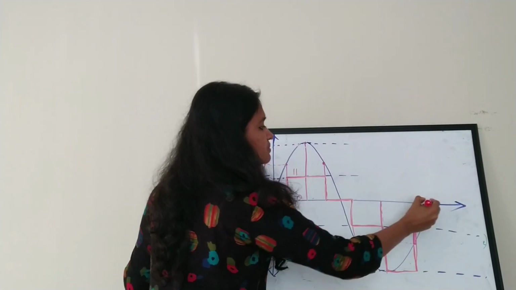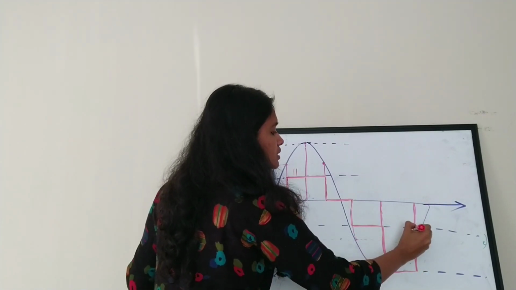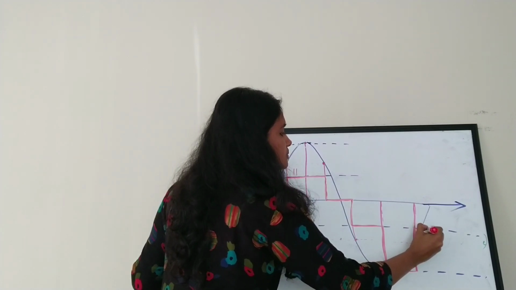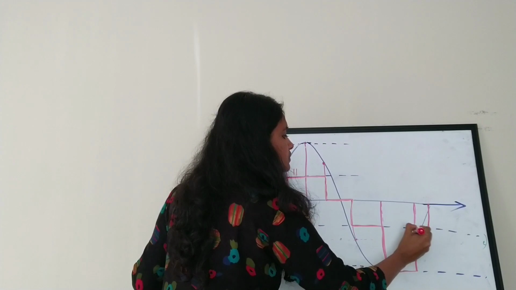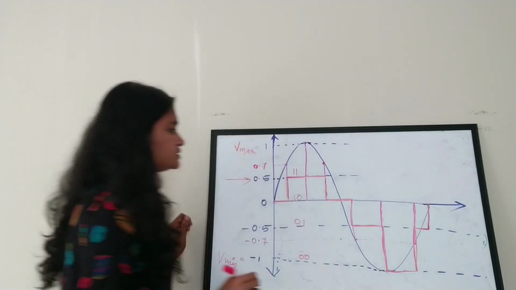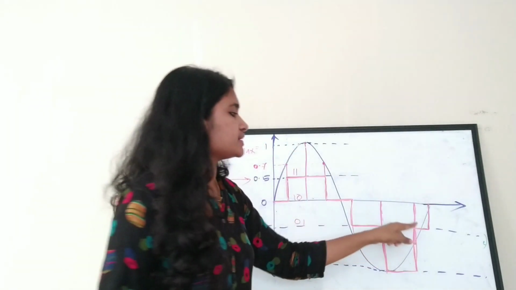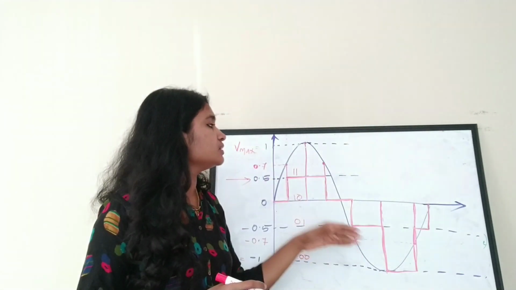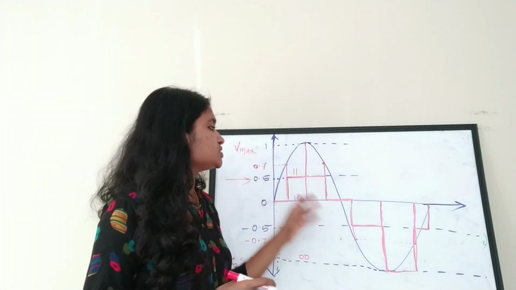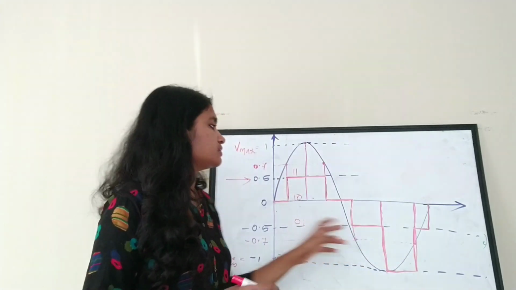Okay, if the next sample is at 0, then it will look like this. So this red colored signal is actually the quantized signal. So we have obtained the digital representation of the analog signal.